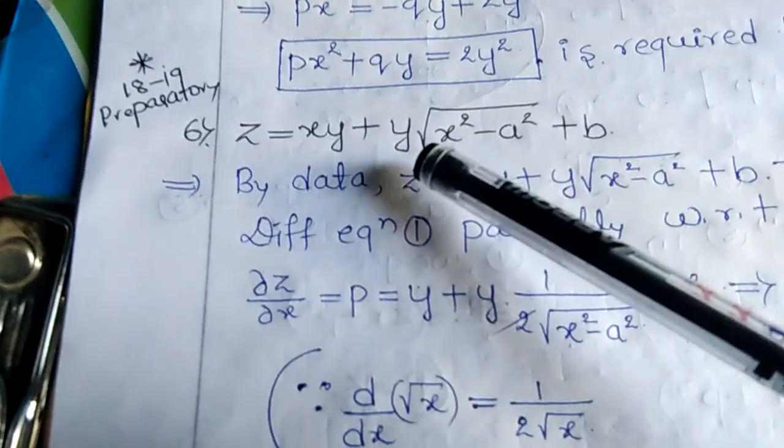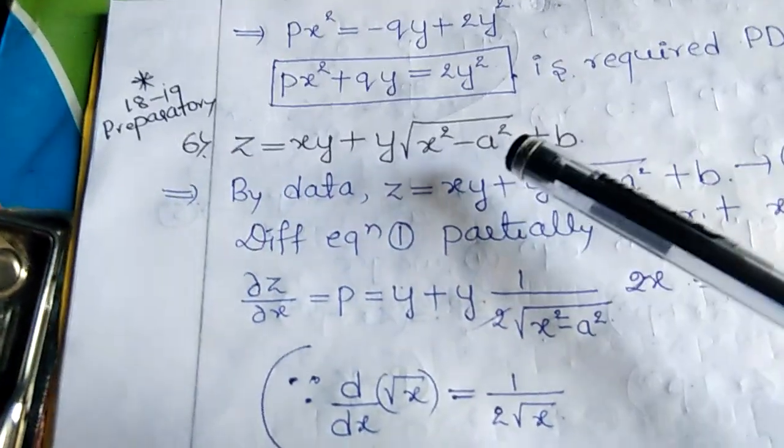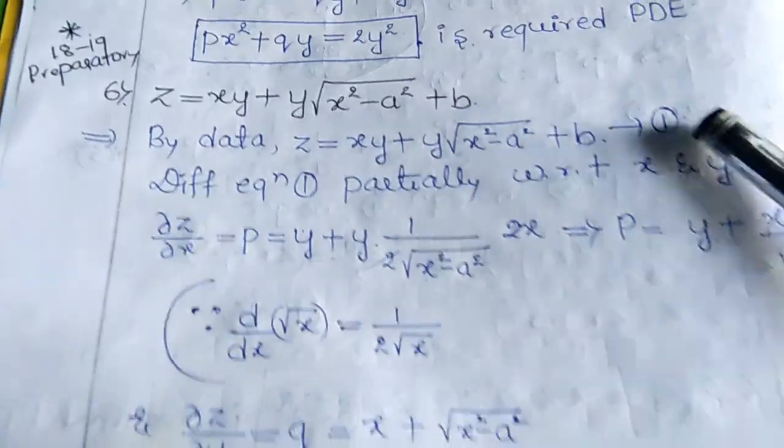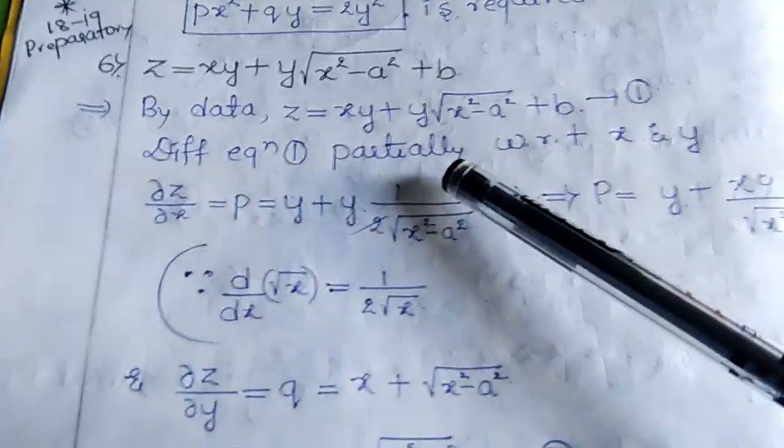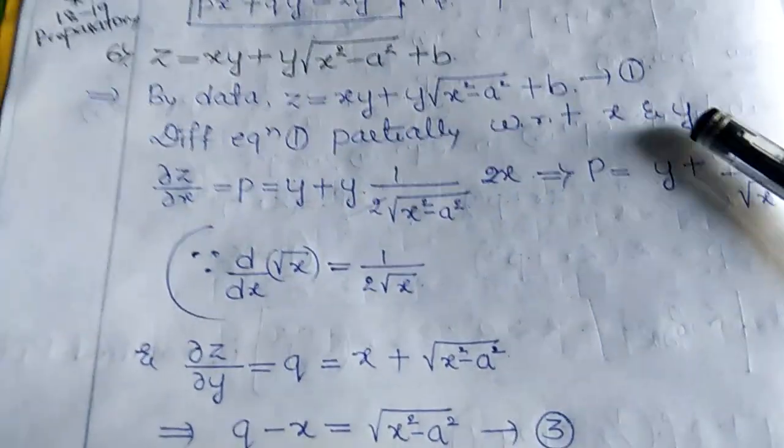So one more example. z is equal to xy plus y into square root of x square minus a square plus b. Write the given equation. Call this equation 1. Differentiate equation 1 partially with respect to x and y.